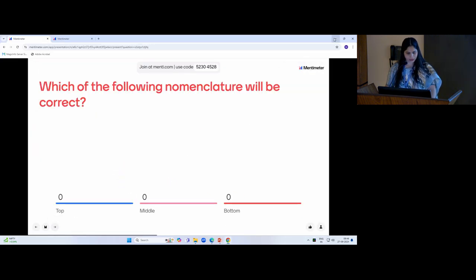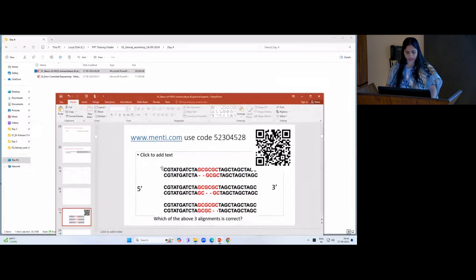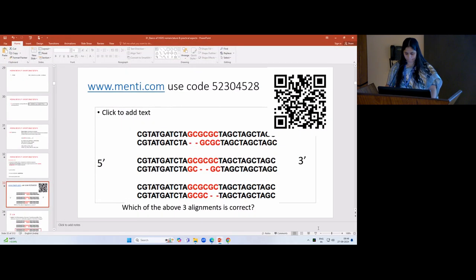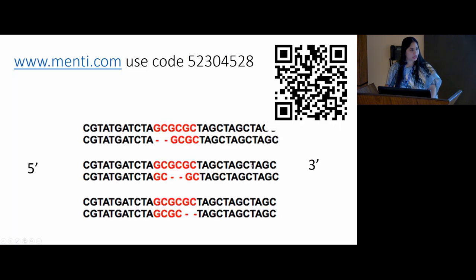I want you people to answer this now. Which of the following nomenclatures is correct? Now this is a question where you have a deletion in GC. 2 nucleotides have been deleted. So now we can say that this GC is deleted, or we can say that this GC is deleted, or this GC is deleted. Which one do you think is correct? Okay, top, middle, okay, this one.